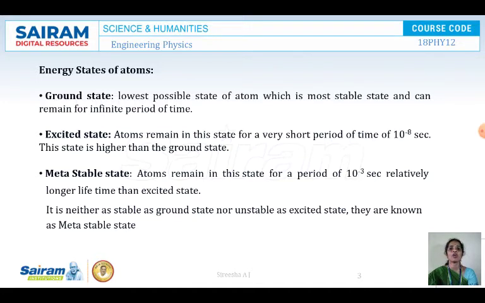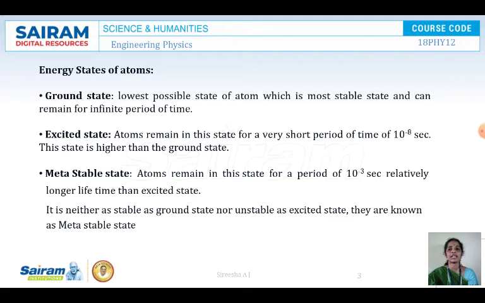Imagine the shortest time the atom spends. Where the atom sits in that state for a very short period of time, that is called an excited state, and the time period is 10 to the power of minus 8 seconds. It is sitting only for a very short period, and this state is higher than that of the ground state.